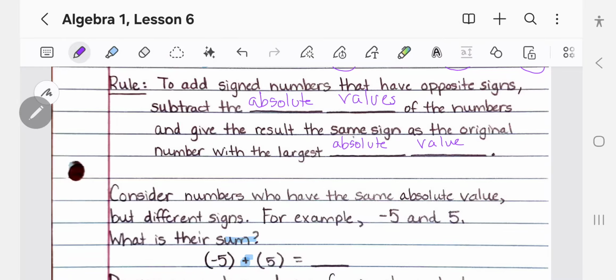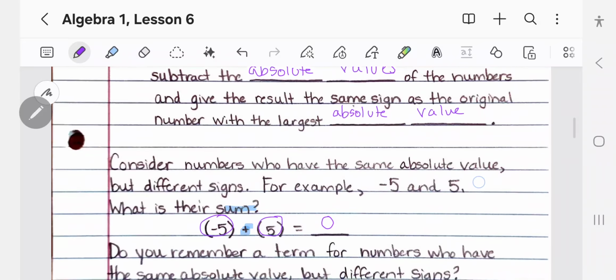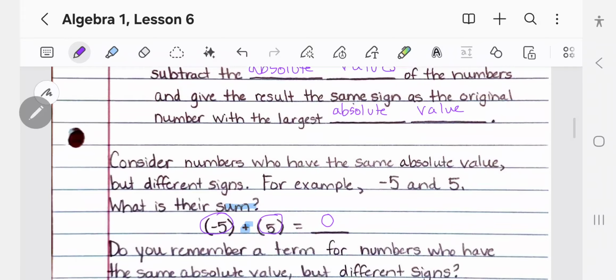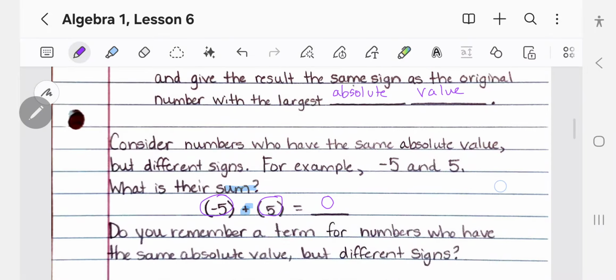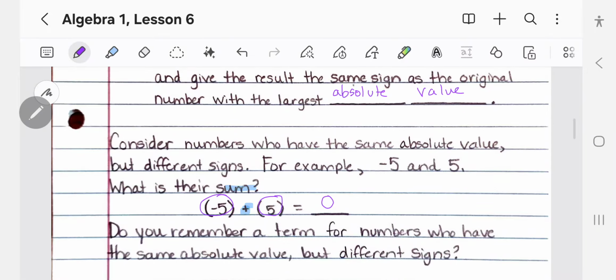If you add -5 and 5, think about that on the number line. You went to the left 5 from 0, and you turned around and went back to the right 5. You're going to end up right back at 0, aren't you? Do you remember a term for numbers that have the same absolute value, but they have different signs? So like -5 and 5, right? Or -2 and 2, or 7 and -7. Those are opposites. They're called opposites.